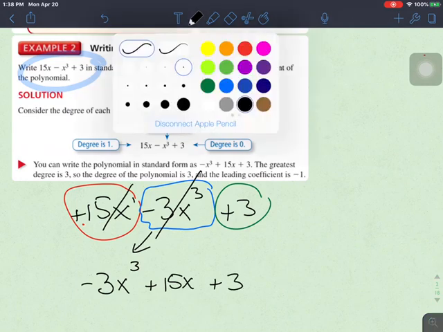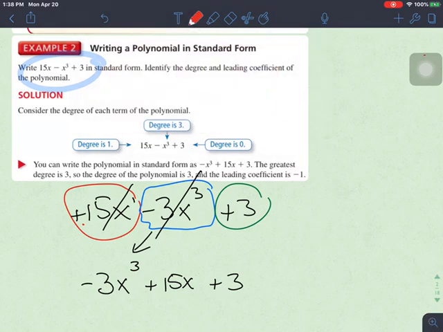If you'll notice, in writing a polynomial in standard form, your exponents have an order to them. Largest exponent first, and then this is actually the first power, that's next. And then the monomial without a variable is last. So that is how you get something into standard form.